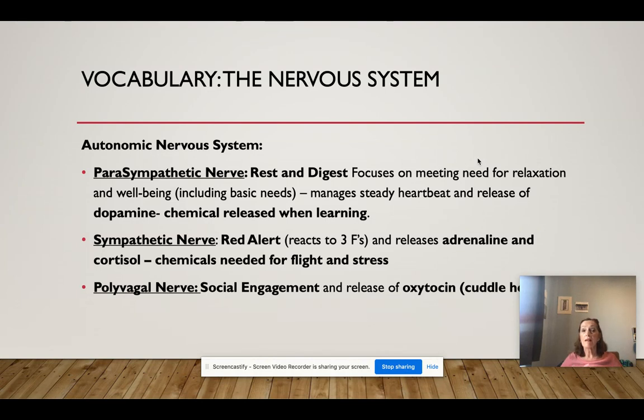We need to have the dopamine, and we need both of those in the parasympathetic to be activated and working in order for us to be engaging our kids, even in that lower brain level, and grabbing them for learning with the reticular activating system, and then moving into learning.